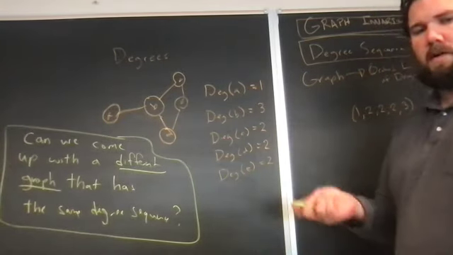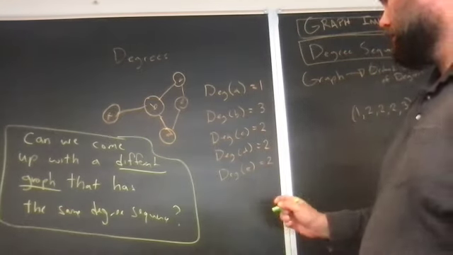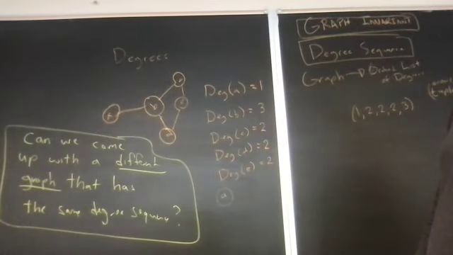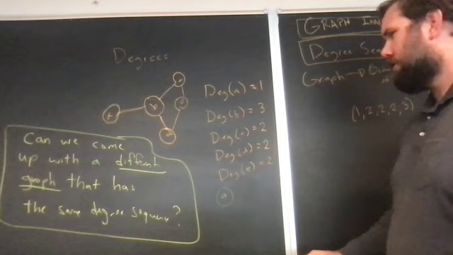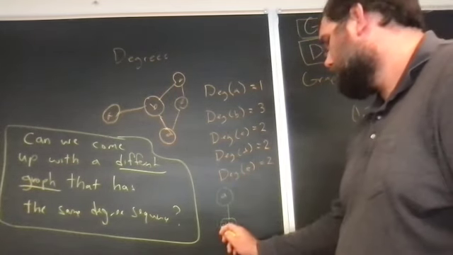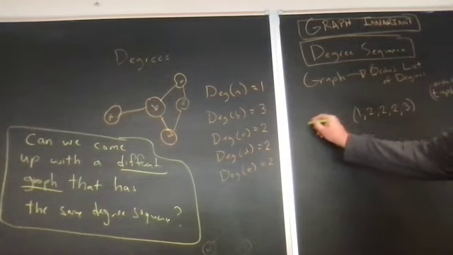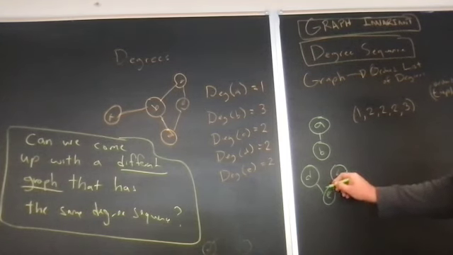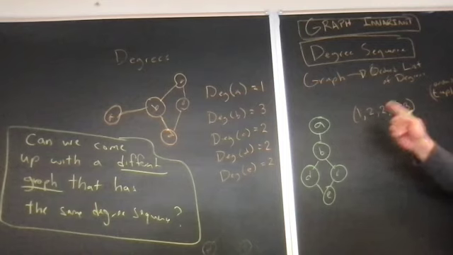So let me ask you first, does this work? Can I say, okay, like a cow that lost a horn or something? Instead of drawing it like a cow that lost a horn, I'm going to draw it like a spaceship. Is this a different graph? No. This is the exact same graph.